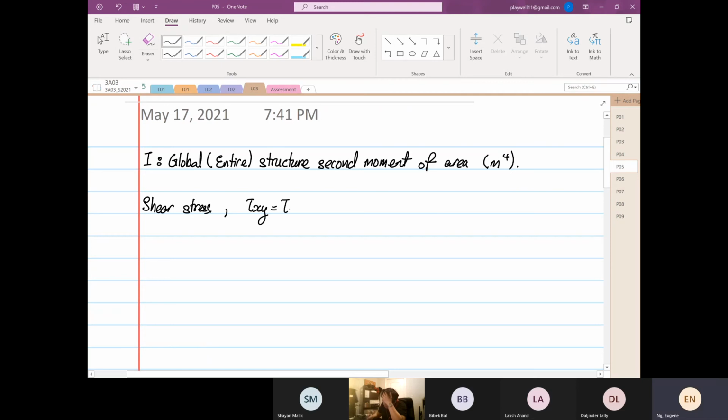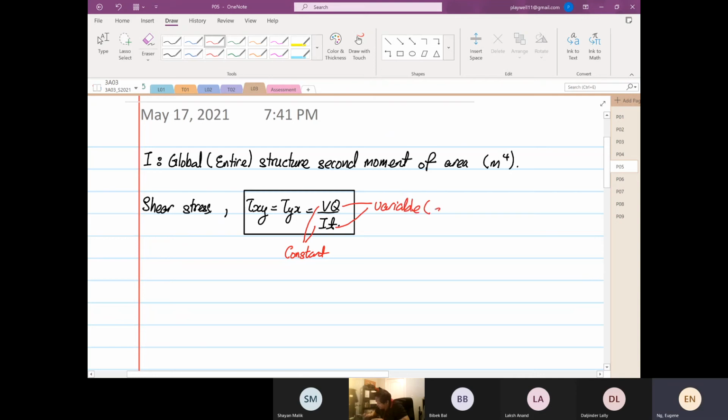Shear xy is equal to shear yx, and this is equal to VQ over IT. Again, the definitions for V, Q, and I are the same, but I want you all to specifically remember this. Regardless of the location of the stresses that you calculate, V and I are constant. Q and T are your variables.